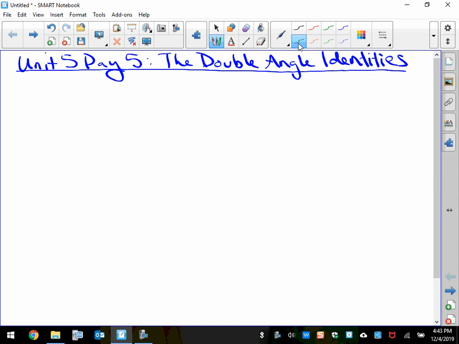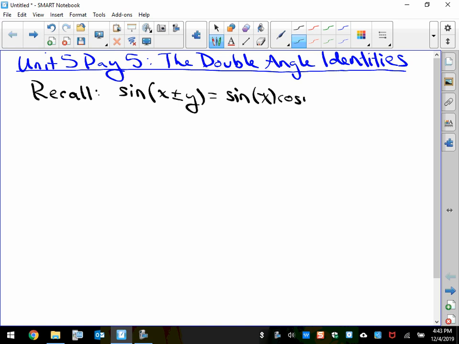So remember what those are. Let me just remind you. So I'll say recall. Sine of angle x plus or minus y is sine x cosine y, and cosine x sine y. If it's a plus, it's a plus. Minus, now they each trade. So it's like a dance. Sine dances with x while cosine dances with y. Then they trade partners. Cosine dances with x while sine dances with y.